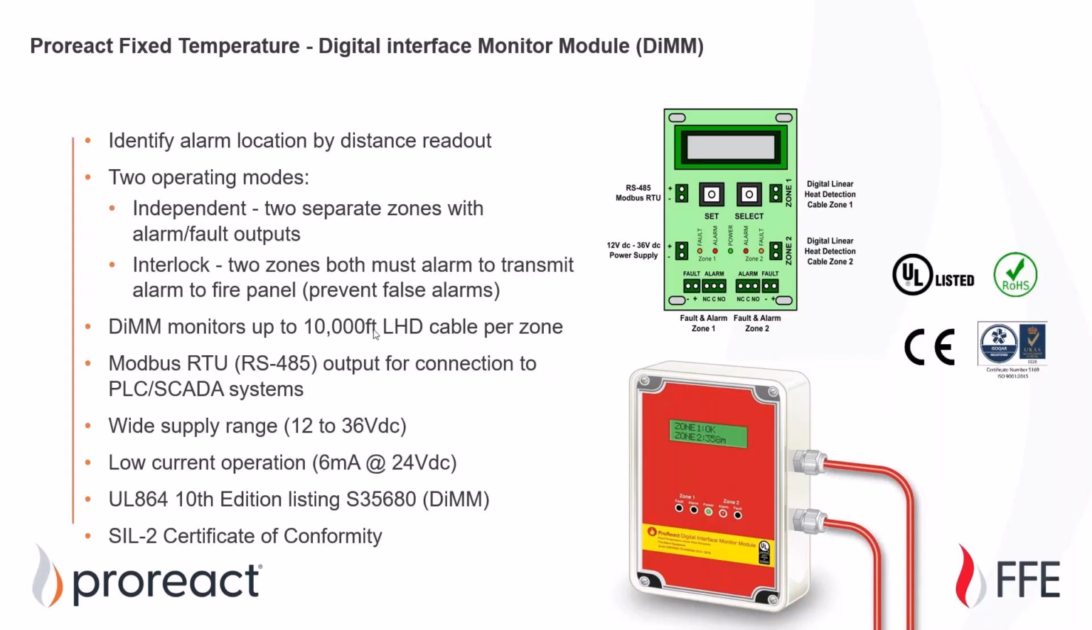And just looking closer at the controller for fixed temperature linear heat detection ProReact, also called digital interface monitor module. You see a little bit better resolution view of what that display readout will look like. Also, you have your different indicator lights: alarm, fault or trouble, and one that shows you're getting power. And then looking at the terminals inside of that controller, you have your 1 or 2 different zones. Power supply 12 to 36 volts DC. It does have a Modbus RTU output if you want more of an analog type signal.